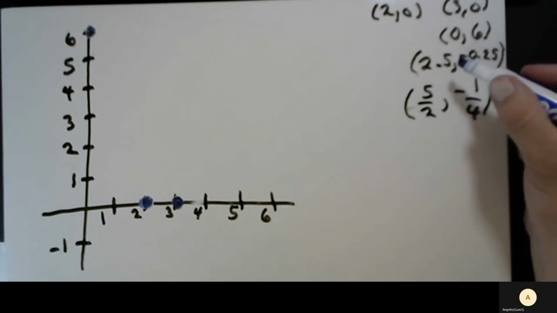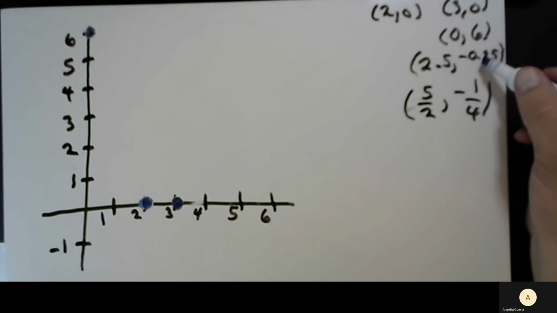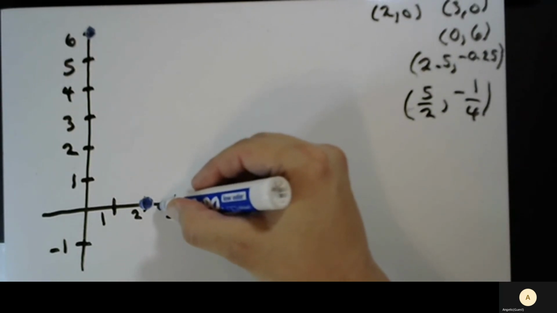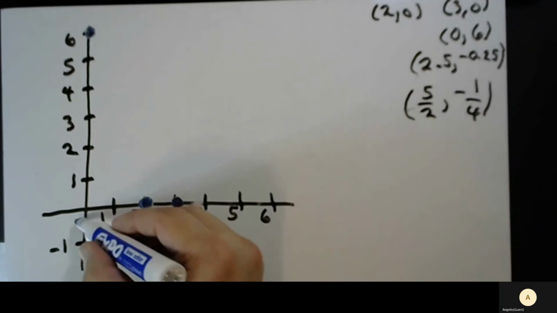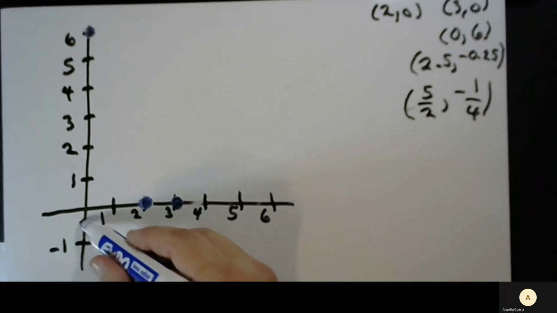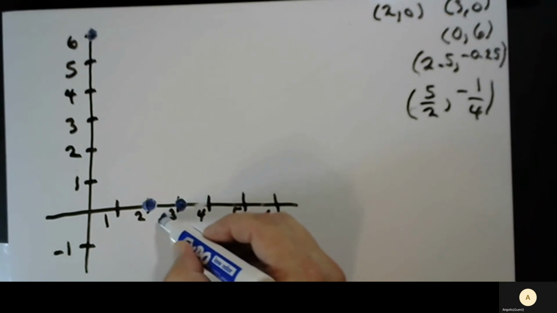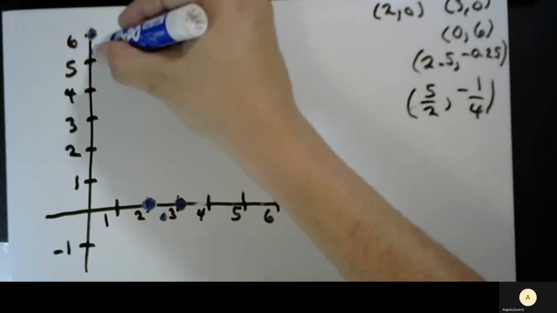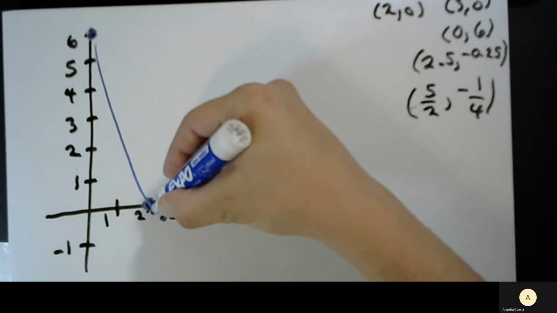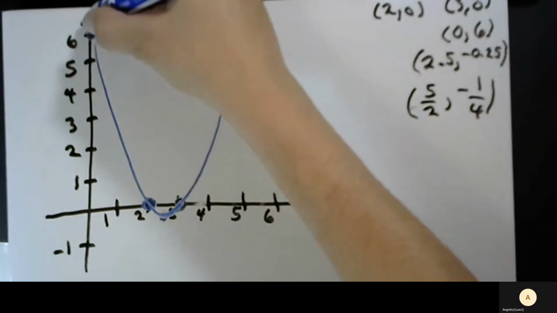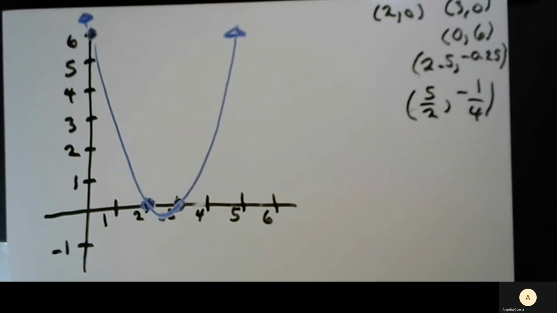Finally, the vertex, it's 2.5, -0.25. Now 2.5 is in the middle of the 2 and 3. And then the y-coordinate, this is negative 0.5, this would be negative 0.25. Put it right about there. And so what we'll do, we'll connect these points to get our parabola. And that's going to be our answer.